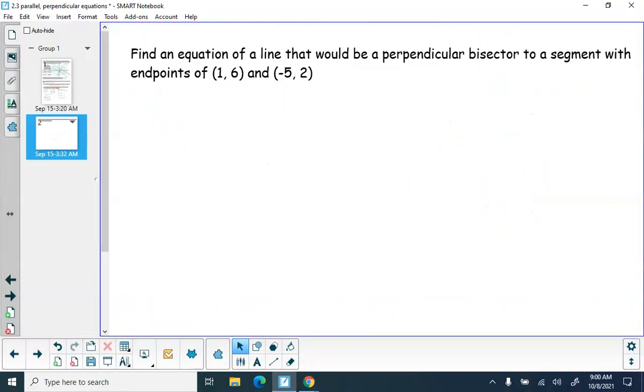Go to the back side. Find the equation of the line that would be the perpendicular bisector of the segment with endpoints 1/6 and negative 5/2. We are looking for the perpendicular bisector.